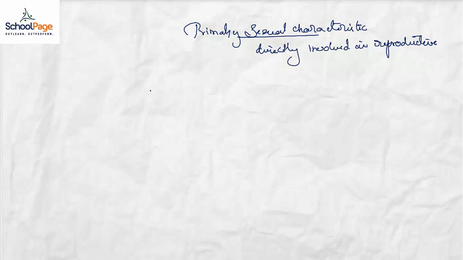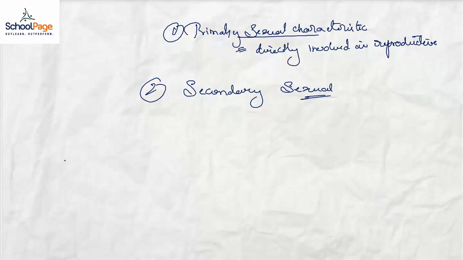Sexual characteristics in humans are primarily classified into two. The first is the primary sexual characteristics and the second, secondary sexual characteristics. These characteristics appear in the later stages of life. These secondary sexual characters are different for males and females.